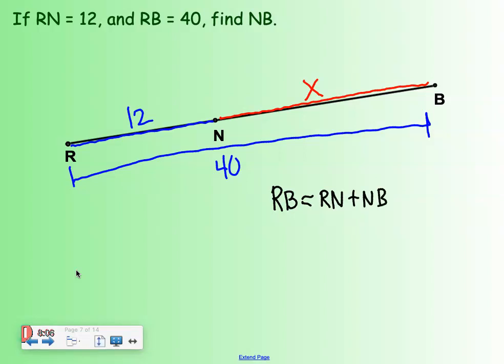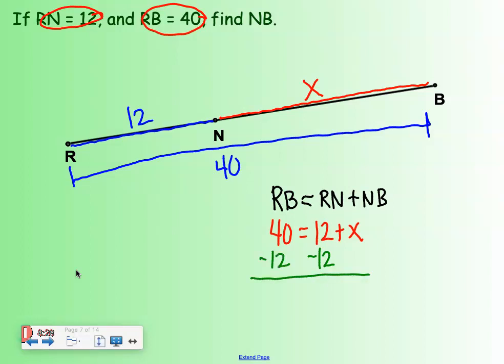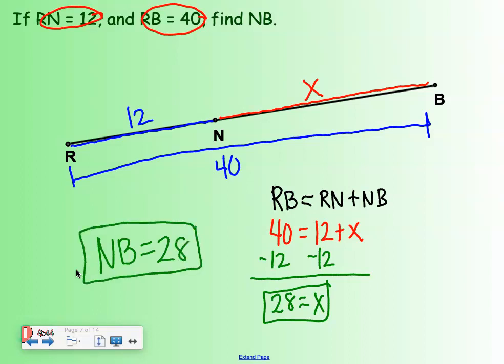What does RB equal? Well, we're told that it equals 40. What does RN equal? We're told it equals 12. And I don't know what NB is. We're going to call it X. Now we have a very simple, straightforward equation to solve. How do I get X alone? Subtract 12, subtract 12. 40 minus 12 is 28. So X equals 28, which then we can say that NB equals 28. I don't know the unit, so we can just say 28.